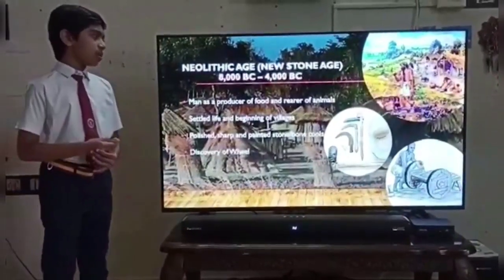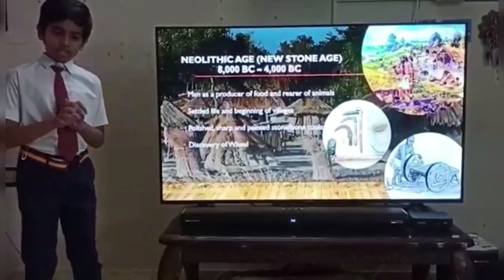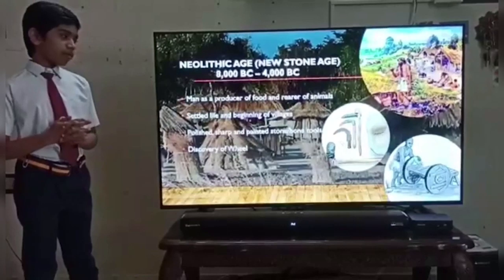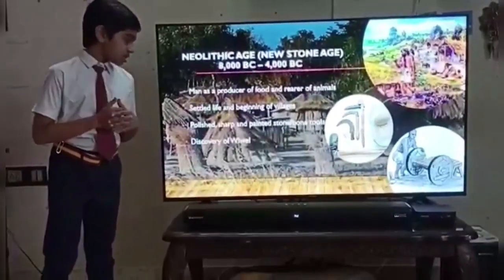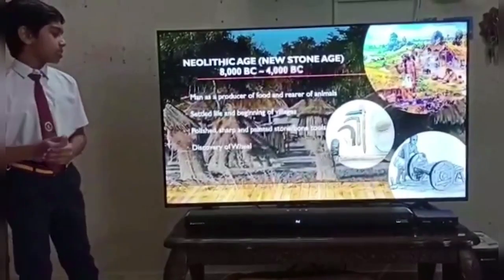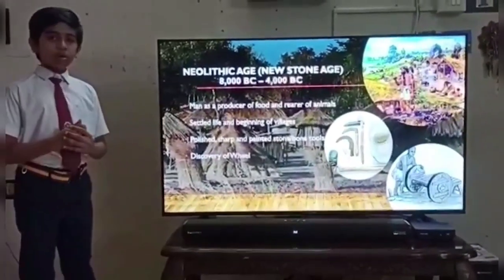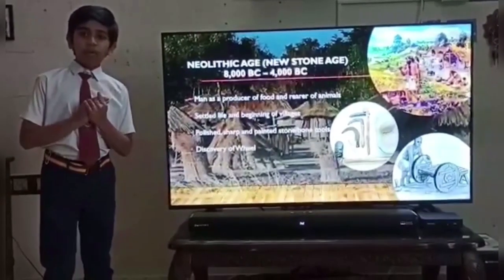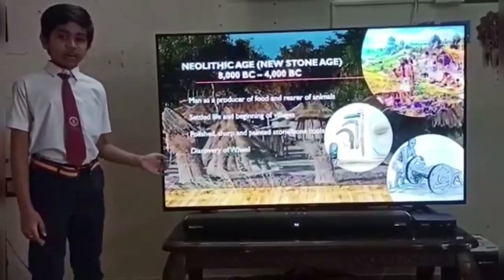The next stage is called the Neolithic Age, also known as the New Stone Age. This is considered to be one of the most important ages of human evolution, because in this age, man became a producer of food and rearer of animals. That is, man started agriculture. In this age, settled life began and a culture of villages and family units also developed. The stone tools were polished, sharp and painted with many different colors. There were also many bone tools in this age. The main discovery in this age is probably the most important discovery in the history of mankind, that is the discovery of the wheel.